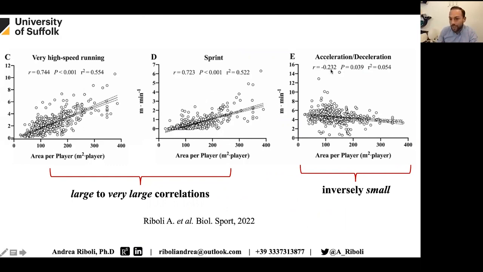While for acceleration and deceleration, we found an inverse small correlation between the area per player and the external load. So to manage our training load using small-sided games, we need for sure to increase the pitch size to increase the external load demand, while for acceleration and deceleration, the intensity was quite similar using both small or large-sided games.